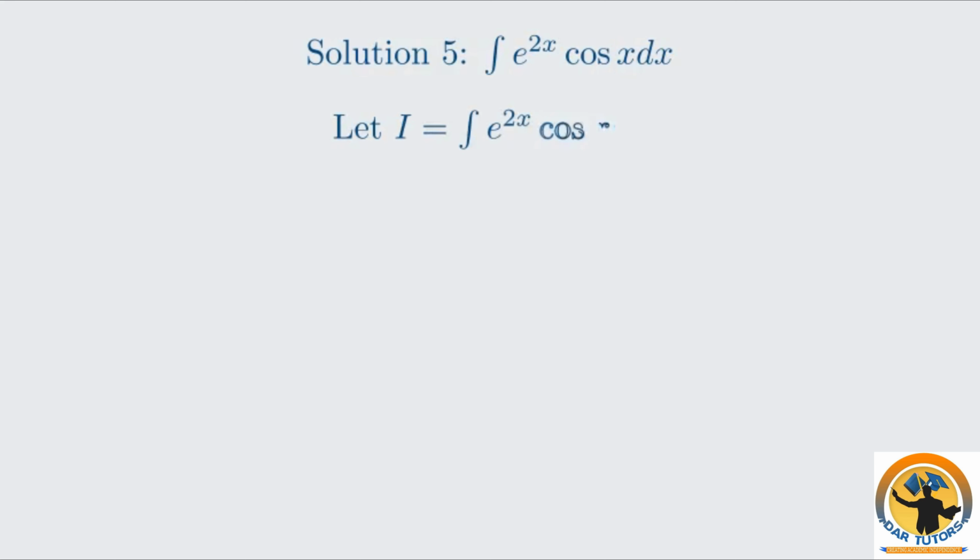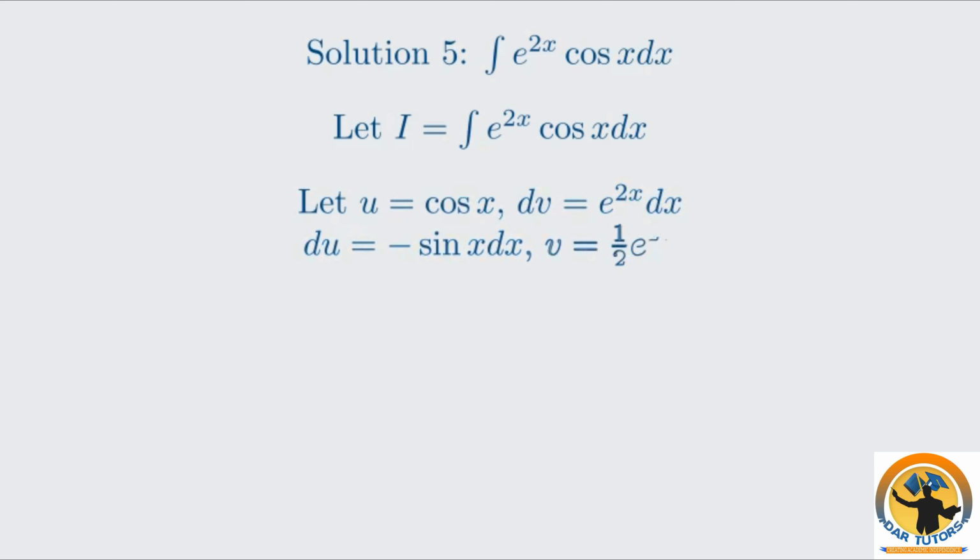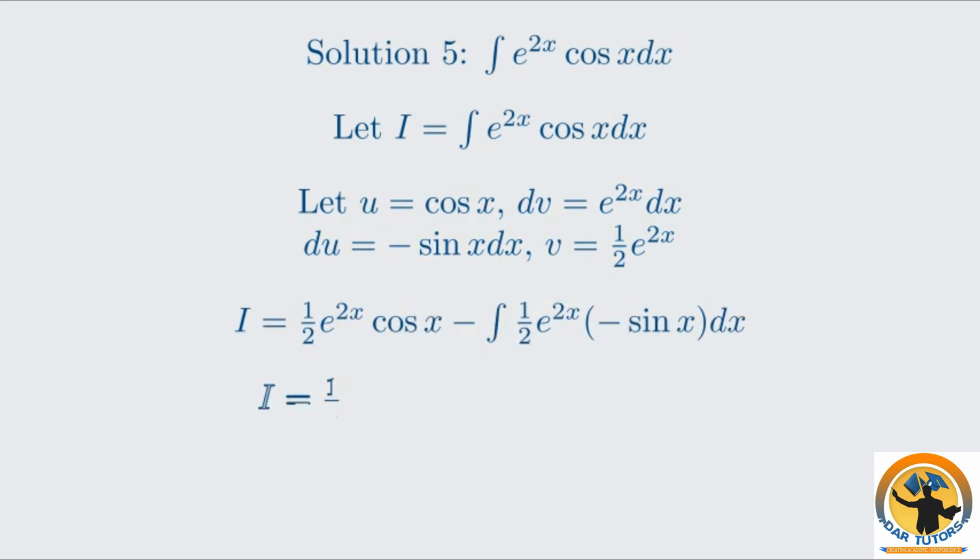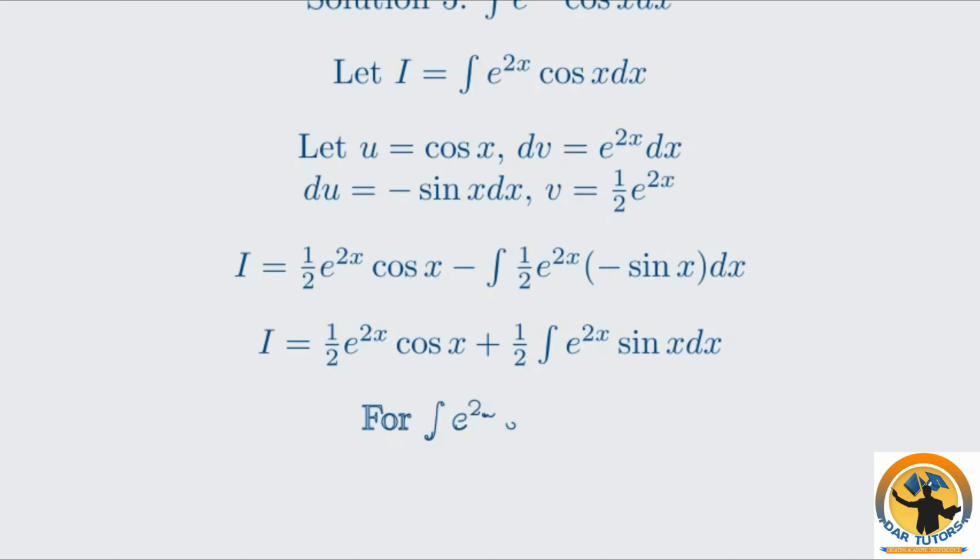And finally, question 5, a cyclic integral. Let I be the integral. We choose u equals cosine x and dv equals e to the 2x dx. This gives us du equals negative sine x dx and v equals 1/2 e to the 2x. Applying the formula once gives us I equals 1/2 e to the 2x cosine x, plus 1/2 times the integral of e to the 2x sine x dx.